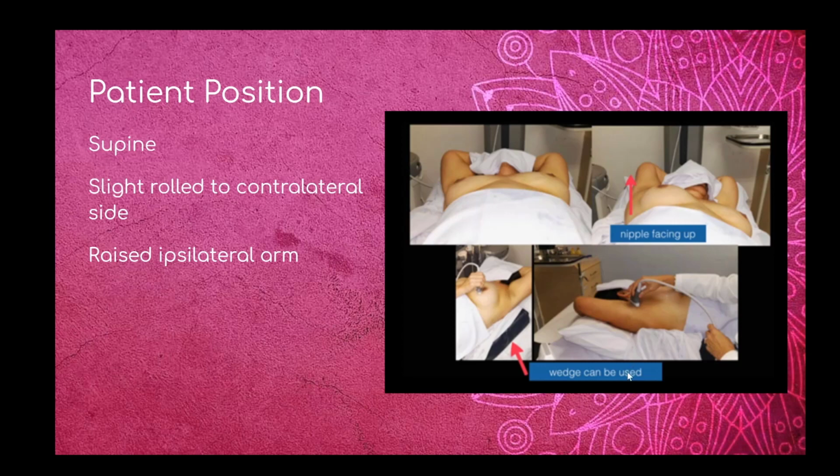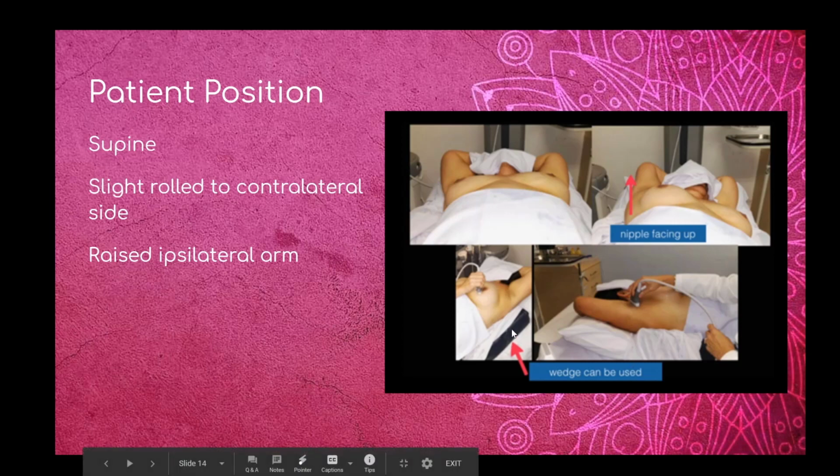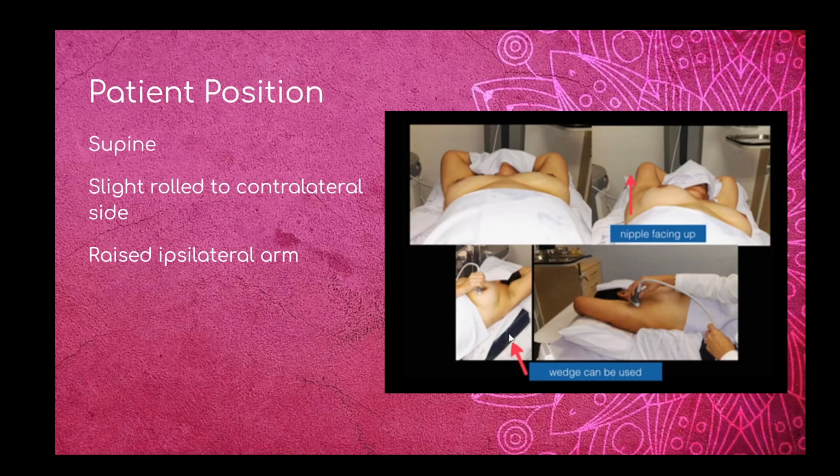You also want to make sure to have a wedge on hand, so you can stick that underneath their side just to help support them, so they don't have to hold that position with their muscles. They can just relax back into the wedge.